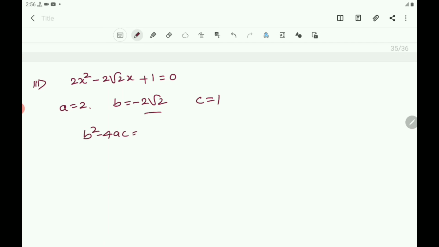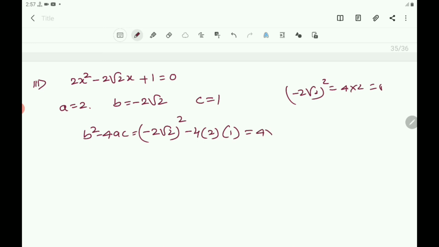b is minus 2 root 2. b square means minus 2 root 2 whole square, minus 4 into a value is 2, c value is 1. Then minus 2 root 2 whole square becomes 2 square is 4, 4 into 2 you will get 8. So you write 8 minus 4 into 2, that is 8 minus 8 which equals 0. Here you got b square minus 4ac equals 0.